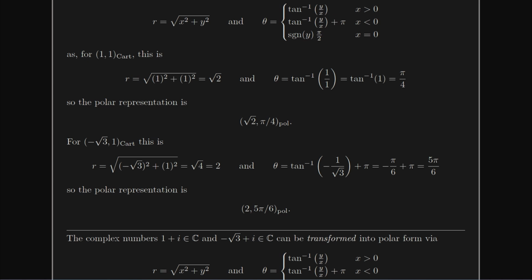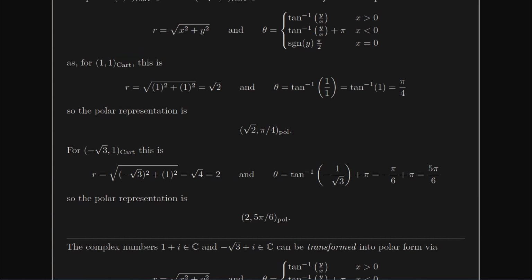If I want to do that with the second case, my negative root 3, 1, well, my theta, let's think about negative root 3. x is negative, which means I'm going to have to add pi to inverse tangent. So I calculate inverse tangent of negative 1 over root 3, and then I add pi. My calculator tells me negative 1 over root 3 gives me negative pi over 6, but I'm going to add pi because the x value is negative. I end up with 5 pi over 6. So that means my polar representation of this point, negative root 3 comma 1, is 2 comma 5 pi over 6.